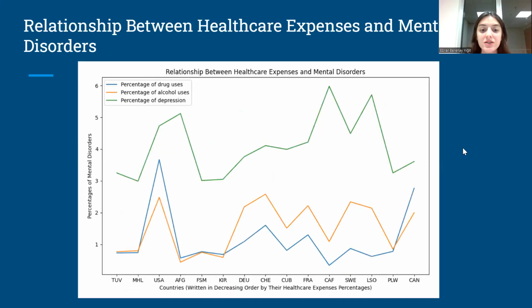The line chart investigates the relationship between mental disorders and healthcare expenses percentages across 15 countries, with healthcare expenses between 10 to 20% of GDP. The results suggest no significant relationship between mental disorders and healthcare expenses, but reveal a strong correlation between different types of mental disorders, particularly in terms of drug and alcohol use.